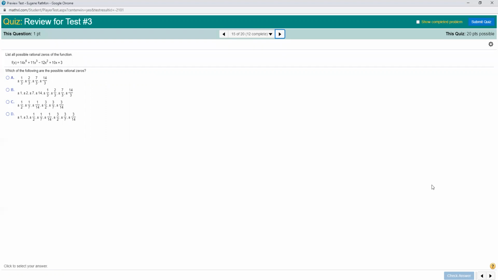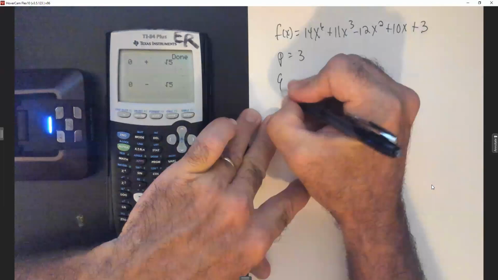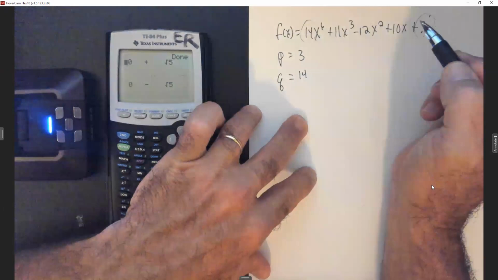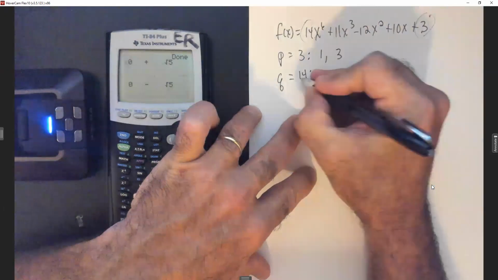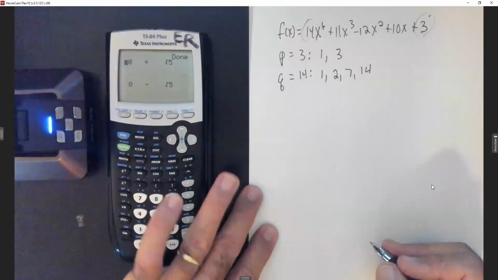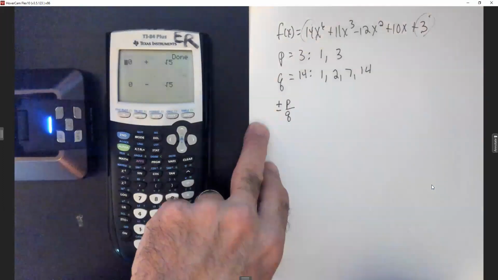So to find all rational zeros, you got to take factors of the last number, which is 3. So that'll be like my P. And then my Q will be all the factors of the first number, which is 14. So remember, you take all factors of the last number, divide by all factors of the first number. So factors of 3 would be 1 and 3. Factors of 14 would be 1, 2, 7, and 14. Now remember, all the possible combinations can be positive or negative P over Q's, okay?